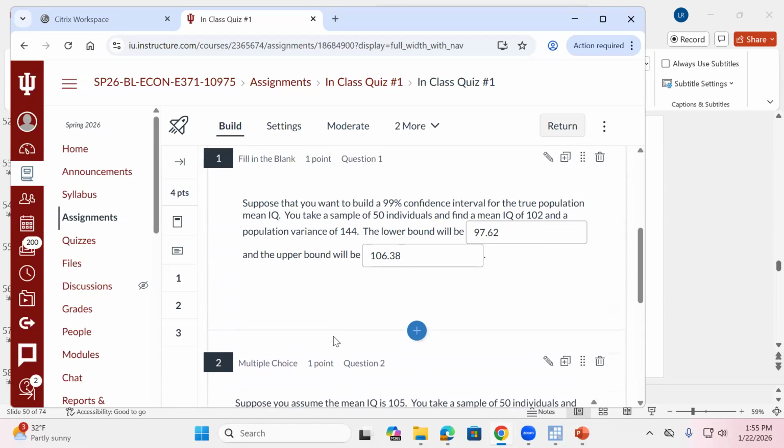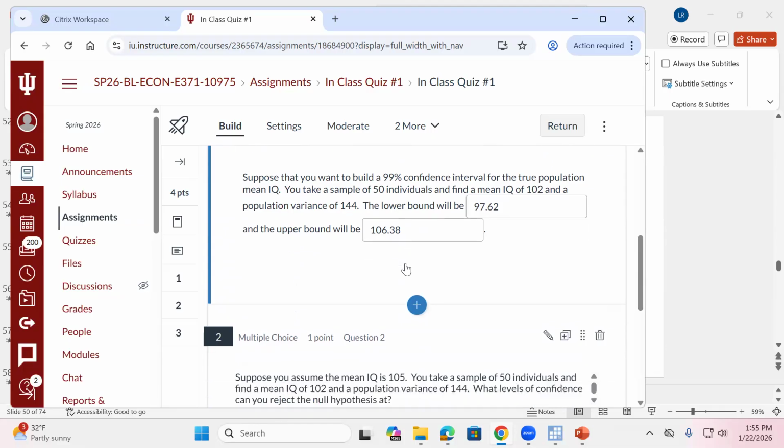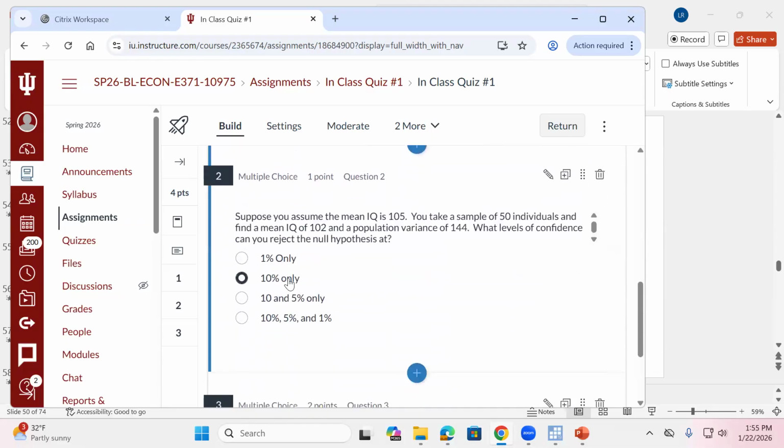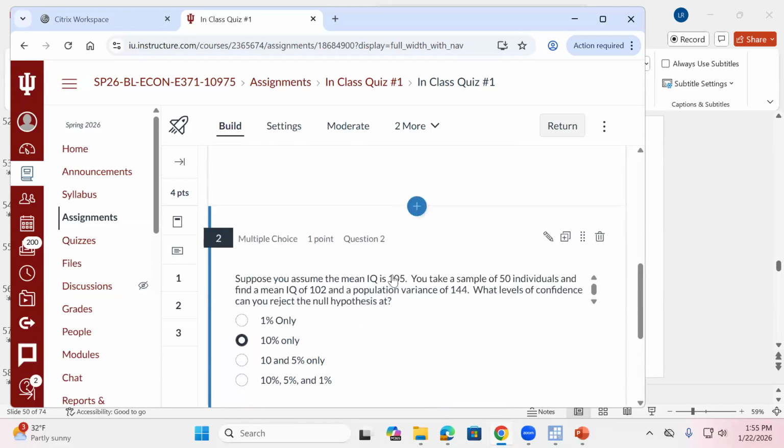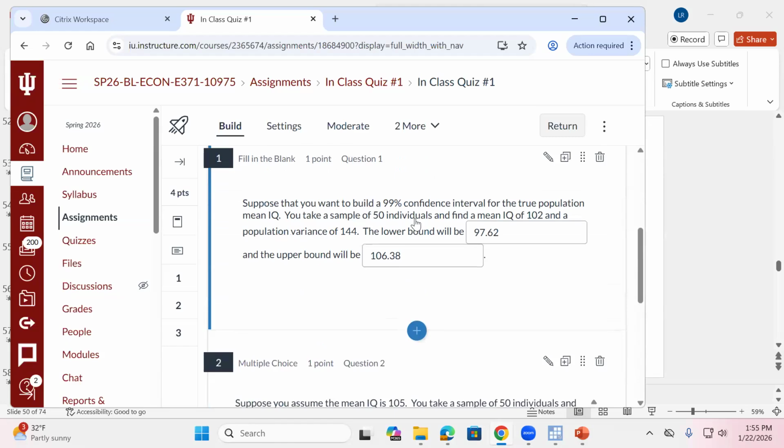I thought I got rid of it on this quiz, but I forgot to. So for the sake of what you need to do, 97.62 and 106.38 are the answers to that first question, 10% only is the answer to the second, and then just click this yes button, okay? If for some reason you forget, I have a way I can see that you submitted the quiz in class. I can see that you got the other 2 questions right, but those will be the values that get you the full points, okay? So, yeah.